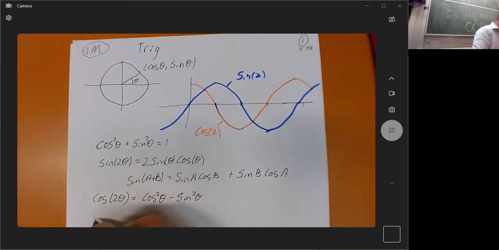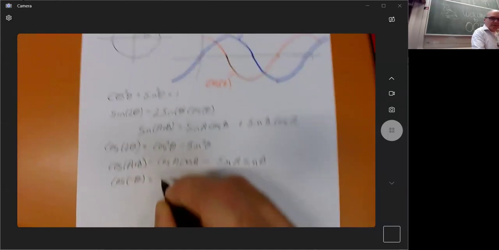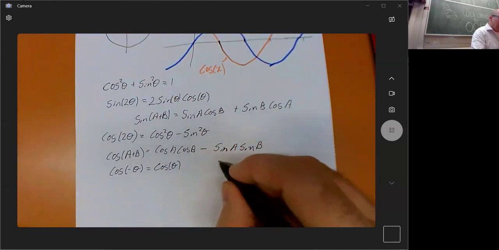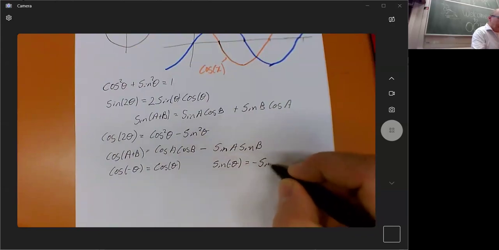All right. So when I do cosine of a plus b, I do the same thing. Cos of a, cos of b minus sine of a, sine of b. All right. Somewhere in there, there's cosine of minus theta is equal to cosine of theta, and sine of minus theta is equal to minus sine of theta.